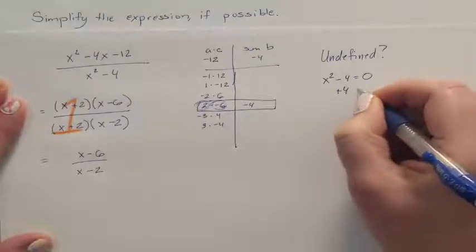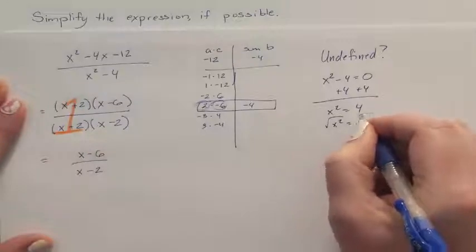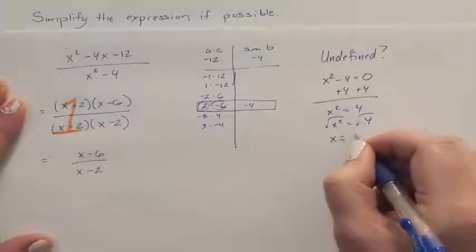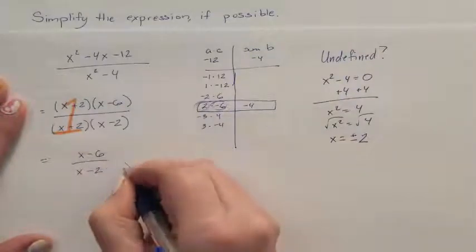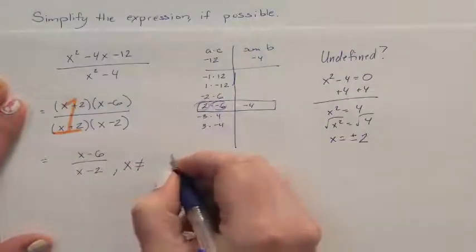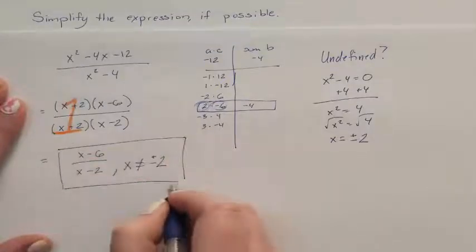So we need to add the 4 and take square root of both sides. So x is going to be, square root of 4 is plus or minus 2. So this is your answer, except for x cannot be a positive or a negative 2. This is our full and final answer.